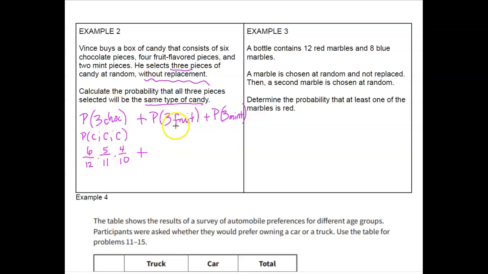Then that would be the probability to get all chocolate. Now, we can also have all fruit though. So same idea. I've got 4 out of 12 plus, oops, not plus, times 4 out of 11.